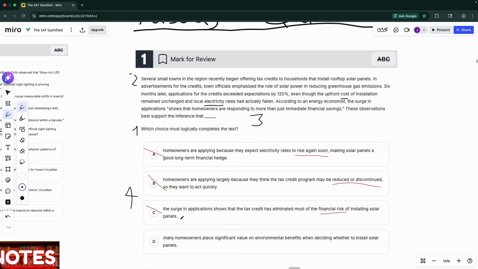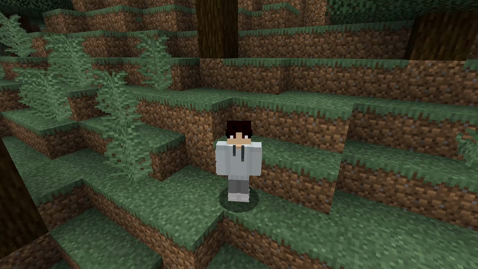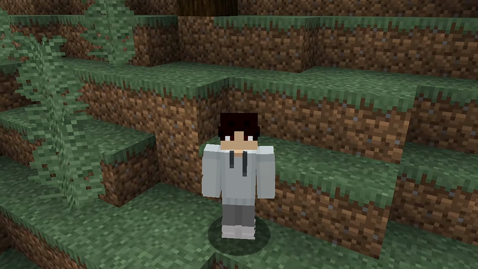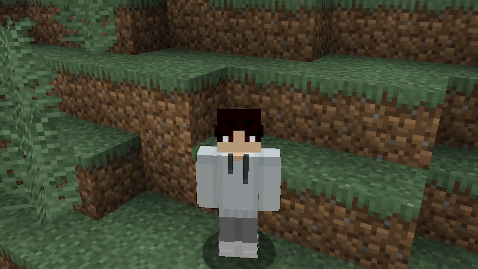And finally, many homeowners place significant value on environmental benefits when deciding when to install solar panels. That is supported because it talks here about reducing greenhouse gas emissions. So D must be right. And that's literally it for how to solve these questions. I'm going to go over some more of them real quick just to show you guys, but all of them are going to follow this exact same process.